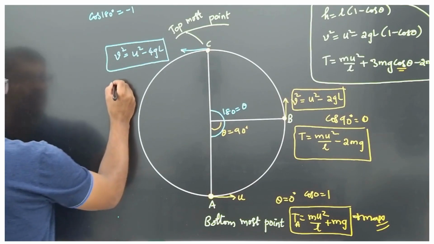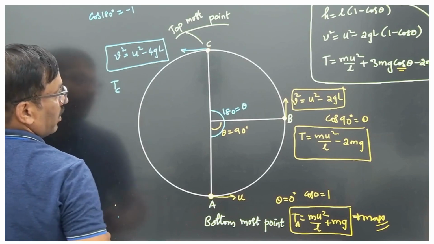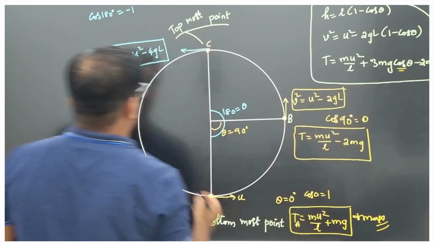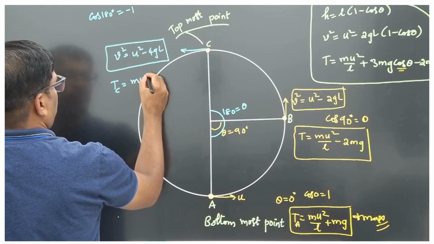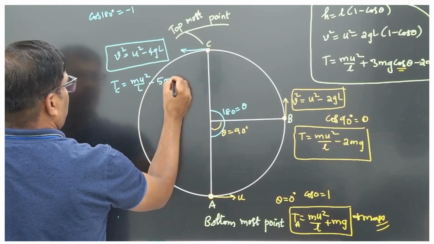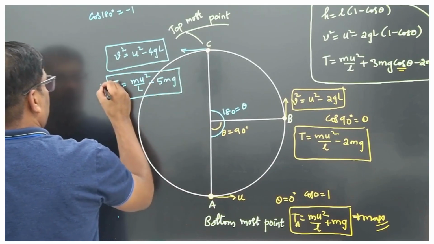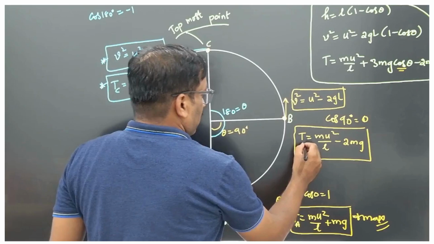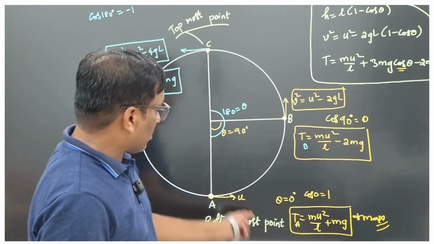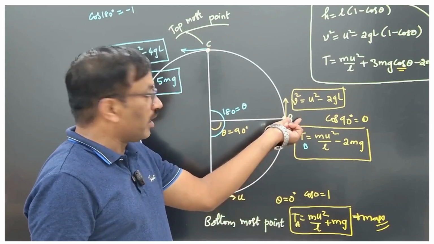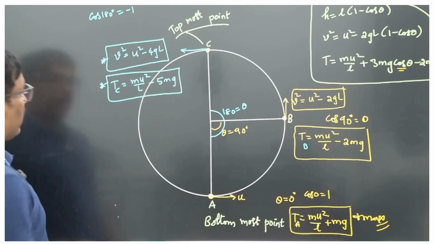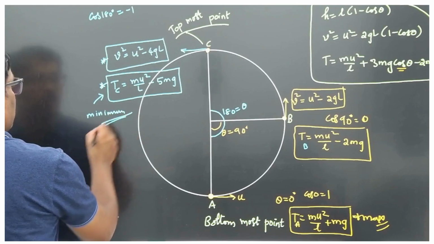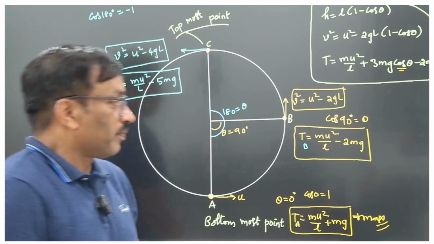Similarly, the tension at the topmost point, tension at C. You can write it as cos theta, that is minus 3mg minus 2mg. Therefore, mu square by L minus 5mg. So this will be your tension at the topmost point. And the tension at the bottommost point is mu square by L minus 2mg. Bottommost point is this one now, and the middle point is this. So at the topmost point, the tension will be minimum, right? So the tension will be minimum at this point.